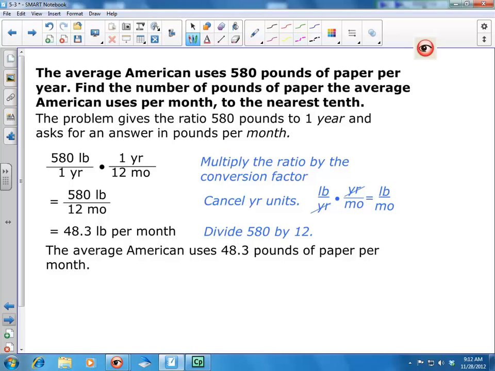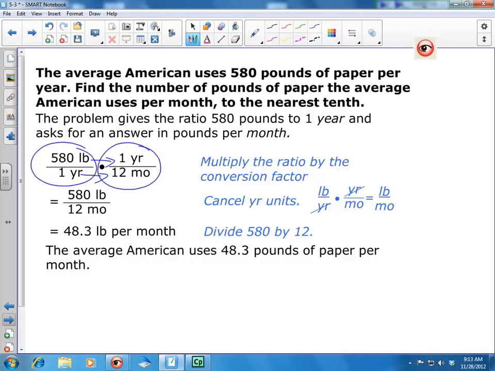So we know that we have 580 pounds in 1 year. It tells us that. Now, we have to figure the conversion factor. We're going to multiply that times, well, what are we converting to and what are we converting from? We're converting from years to months, right? Okay? So, that's how we come up with this conversion factor right there. Then, they basically multiply straight across because that's how we multiply fractions. Obviously, 580 times 1 is 580. 1 times 12 is 12. So you end up with a fraction like this.